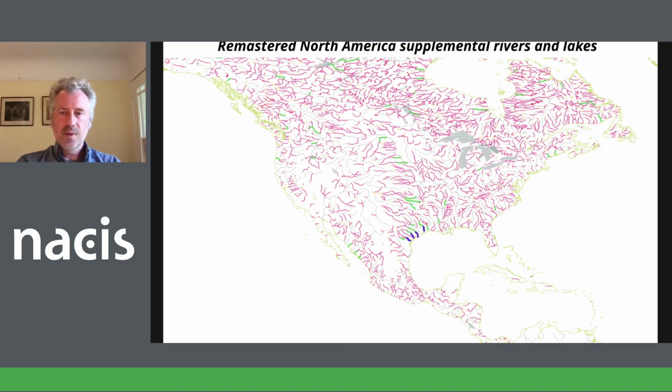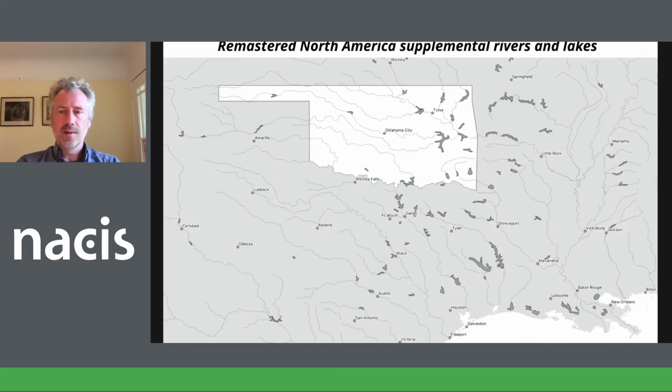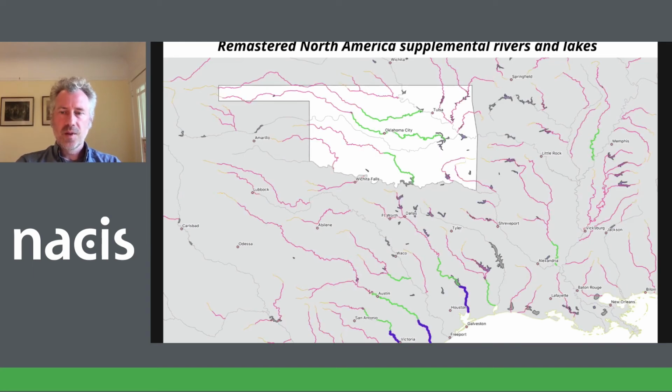Speaking of North America, Tom has remastered the supplemental rivers and lakes for this rather large continent. Nearly every river and lake was redrawn and hundreds of names were adjusted. Let's zoom into Oklahoma and the Gulf Coast. The redrawn hydro is shown with colored strokes, with more river detail and less exaggerated reservoirs. The mainline rivers were also redrawn, but were excluded from the screenshot for clarity.